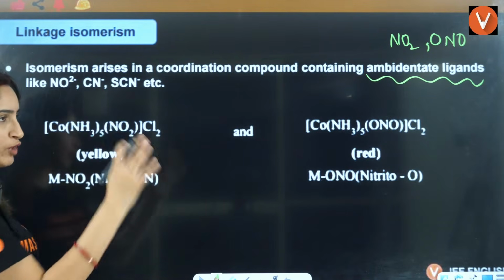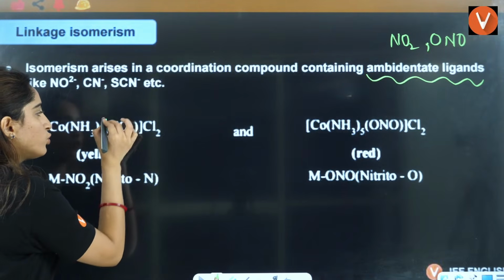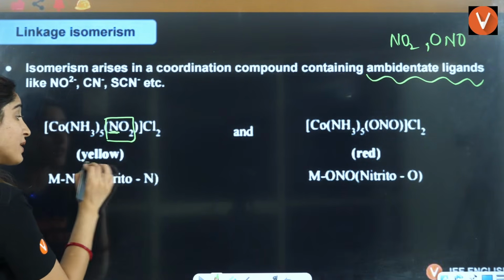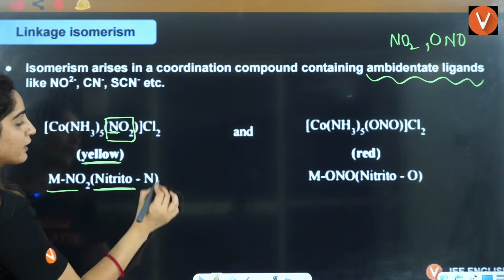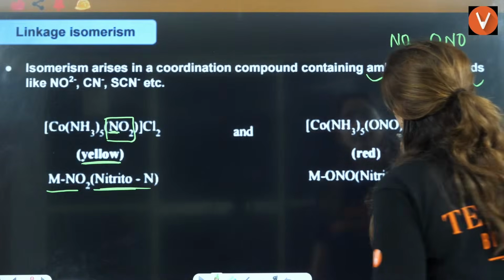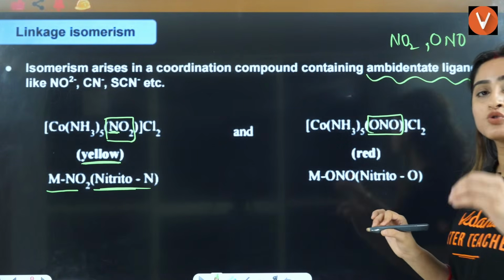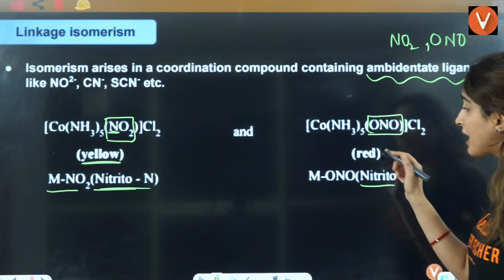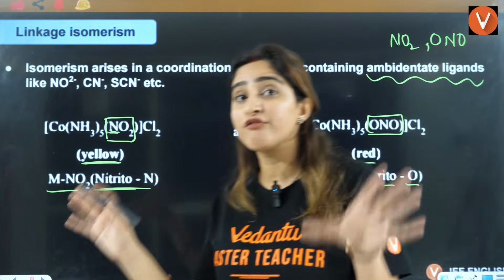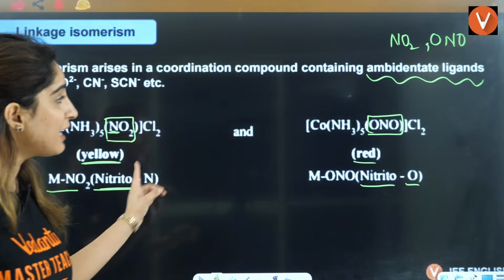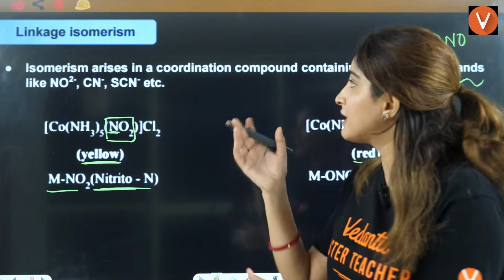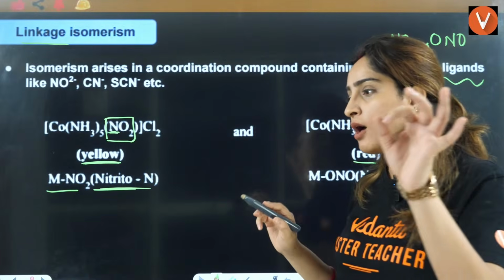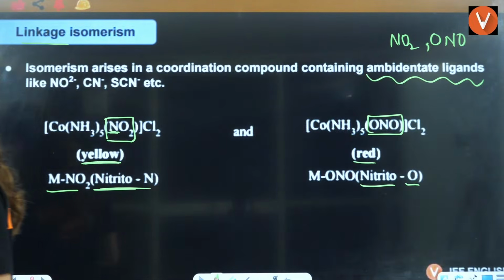Now, here if you have an ambidentate ligand like this, you have NO2. Here it is donating from nitrogen, so that's why the color is yellow, right? So it is called nitro N. But if it is donated by ONO, that means it is donating by oxygen, it will be nitrito O, and this is red in color. That means these two are different compounds, right? And they are existing because the linkages are different. That's why it is called linkage isomerism. Okay, everybody? Very good.